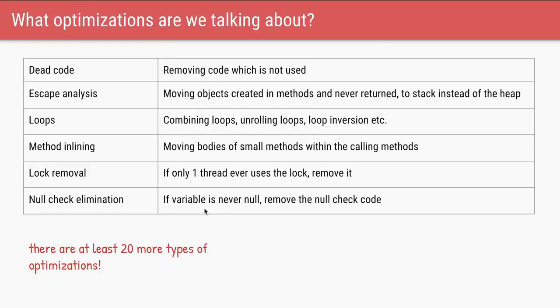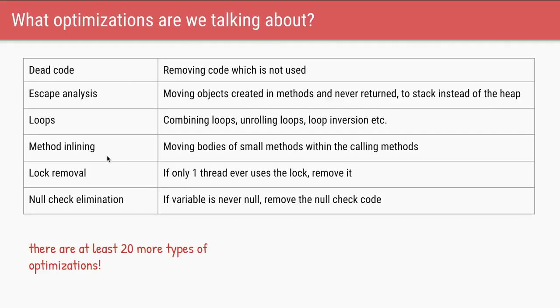What exactly are the optimizations which are done by C1 and C2? So first one is dead code. If there is some part of your code which is not executed at all or not used at all, some unused variables, they are removed from the compilation. Second is escape analysis, where if there are any objects created within the method and they are never returned, then they are assigned to the stack rather than to the heap, so that garbage collection can be faster. And these are only a subset of all the optimizations.